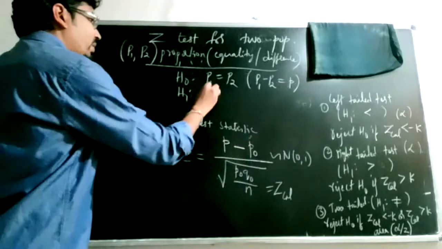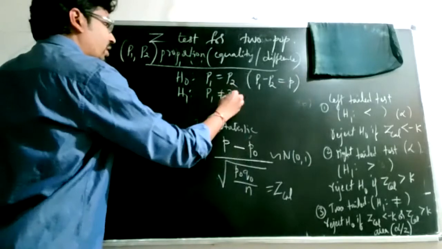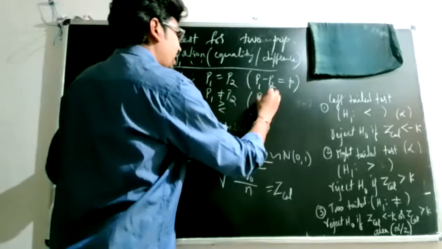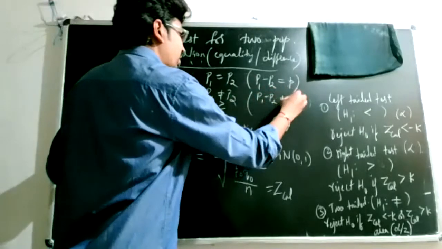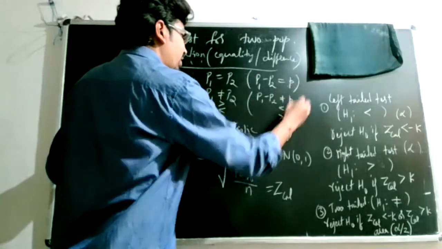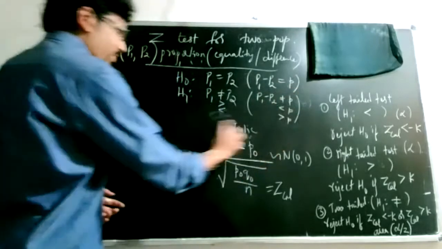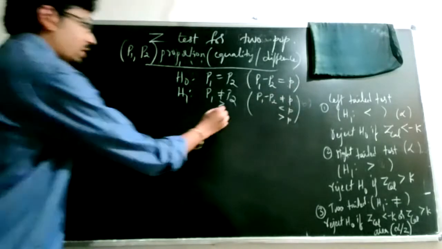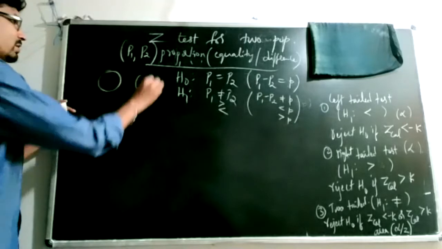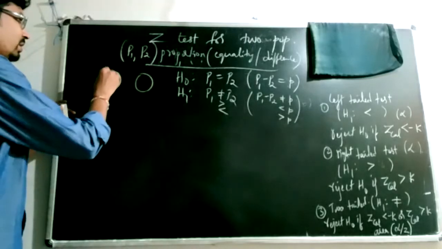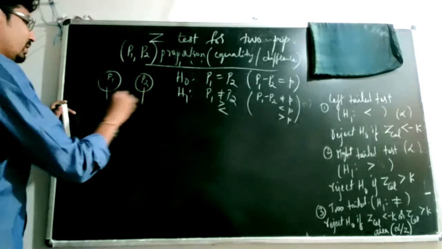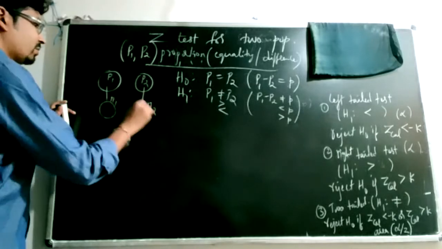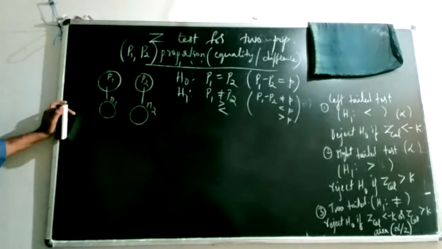And then H1, so we usually do it for not equal to, in this case, or greater than, less than, or you can have P1 minus P2 not equal to P, less than P, or greater than P, provided you suspect the existence. Now the methodology is same. So you have two populations. From each population, you will extract a sample. I'll get N1 items from the first population. I'll take N2 items from the second population, which we call a sample.